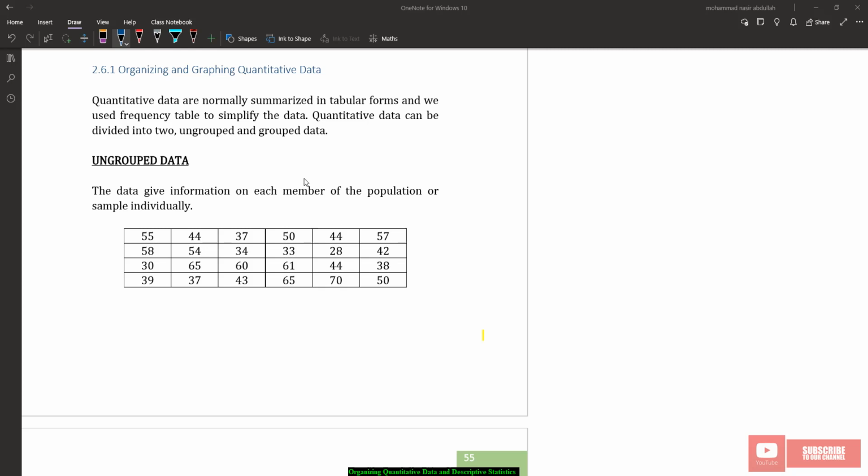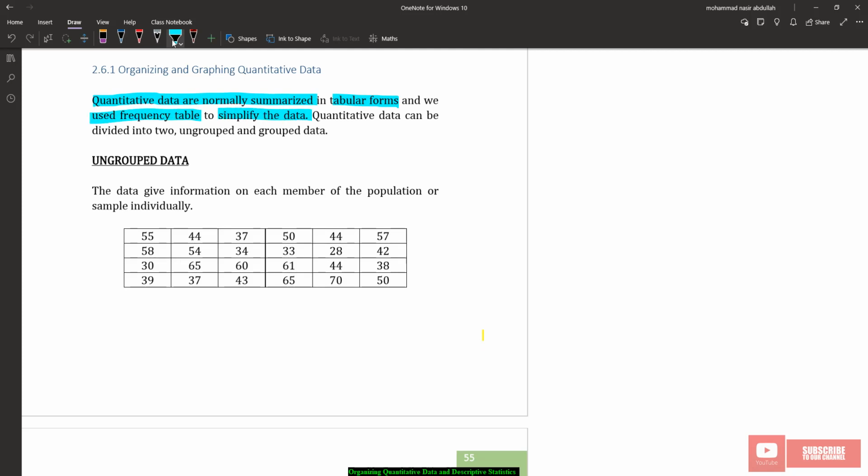Today we're going to continue on our syllabus on organizing data and graphing on quantitative data set. As we know from the earlier lecture, quantitative data is numerical data. It can be categorized into two types: discrete quantitative data and continuous quantitative data.